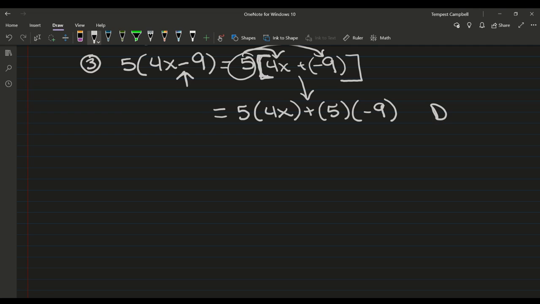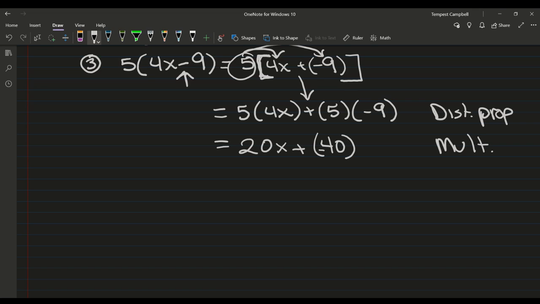So now we just did the distributive property, and we are going to do our multiplication next. Okay, we're going to do our multiplication. So 5 times 4 is 20. We don't have an x on the 5, so we just keep the x here. Plus, and 5 times a negative 9 is a negative 40.